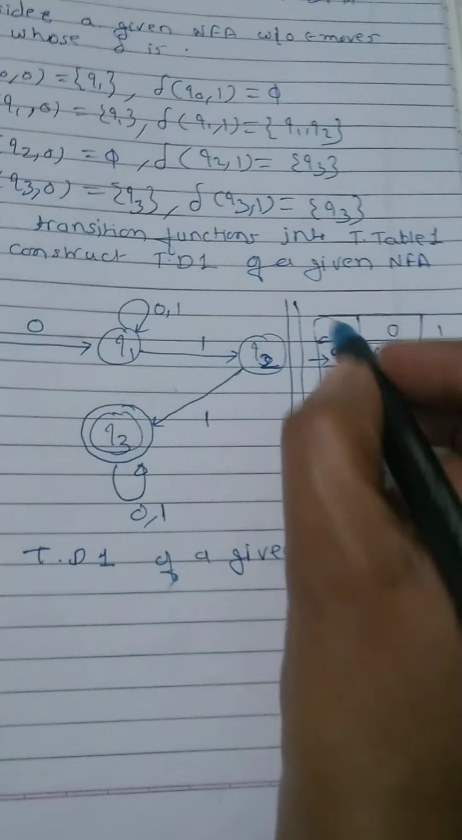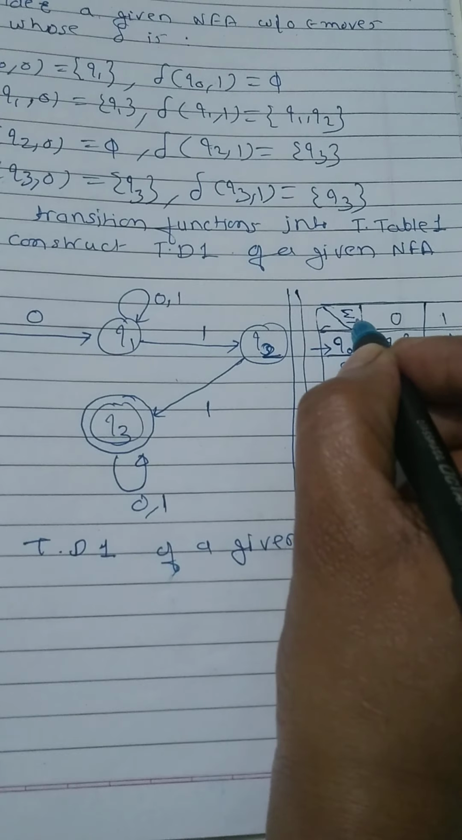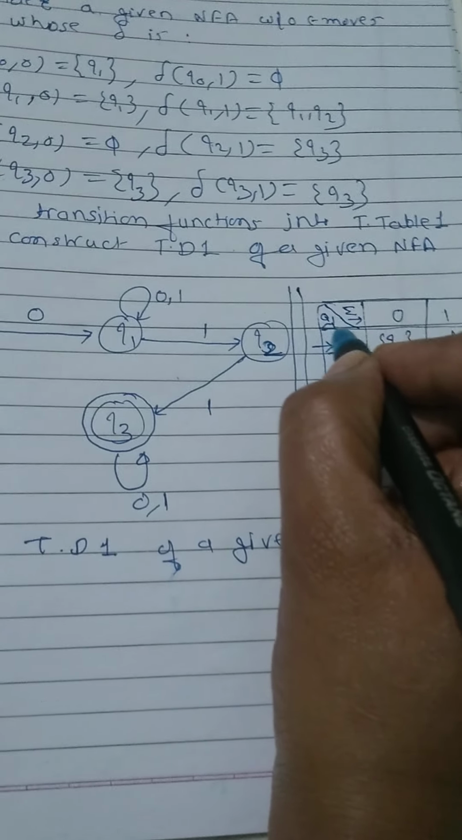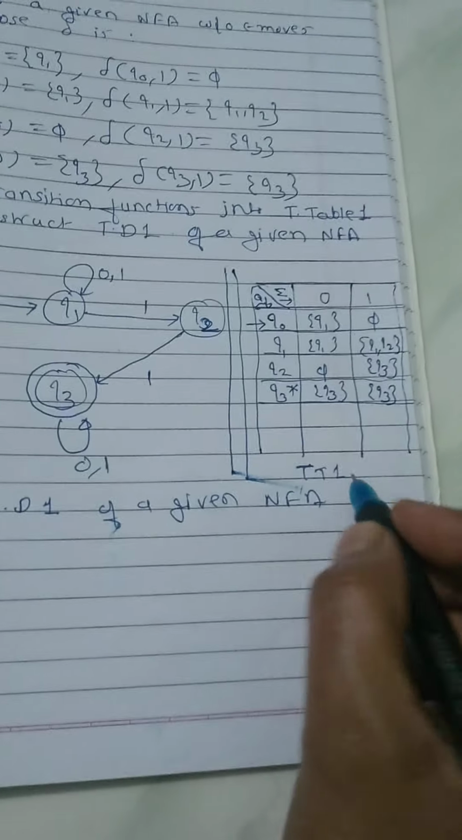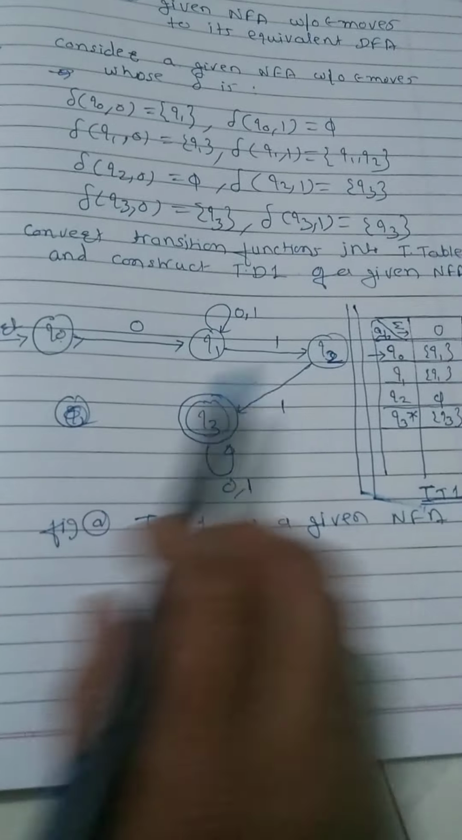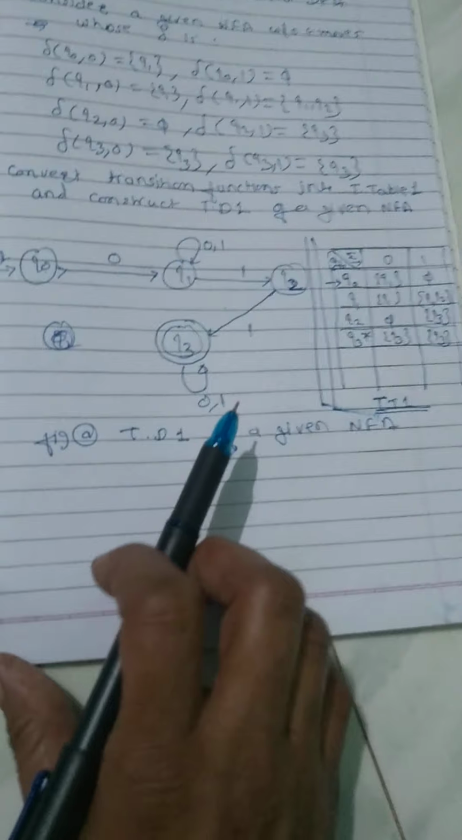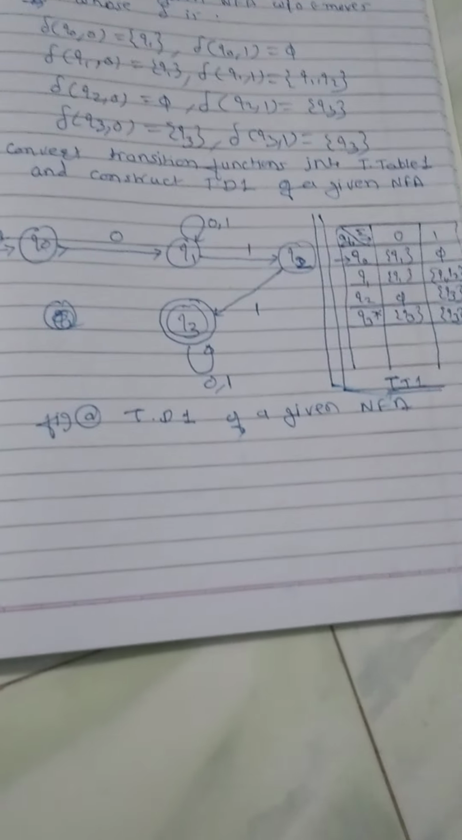So this is the transition table. We know that column headings are the input symbols, row headings are the states, capital Q and sigma. Now this is transition table 1. Thus we converted the functions into the diagram as well as the table. Now the next step is to convert to the equivalent DFA.